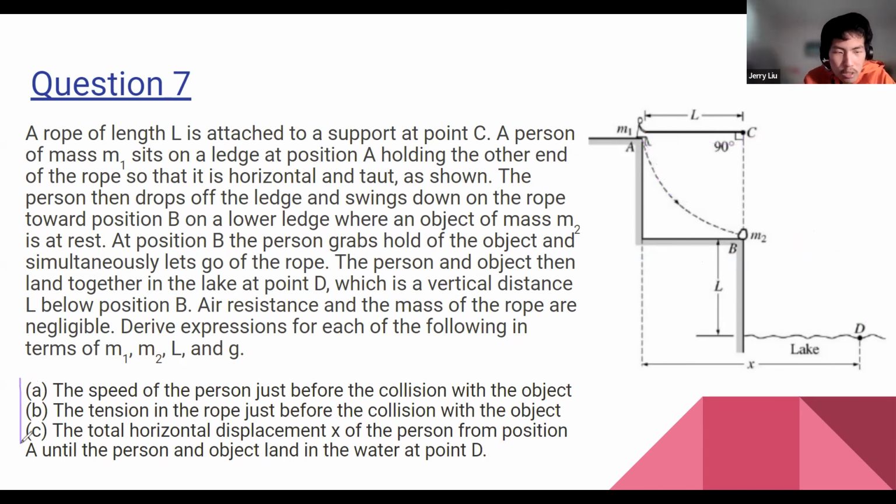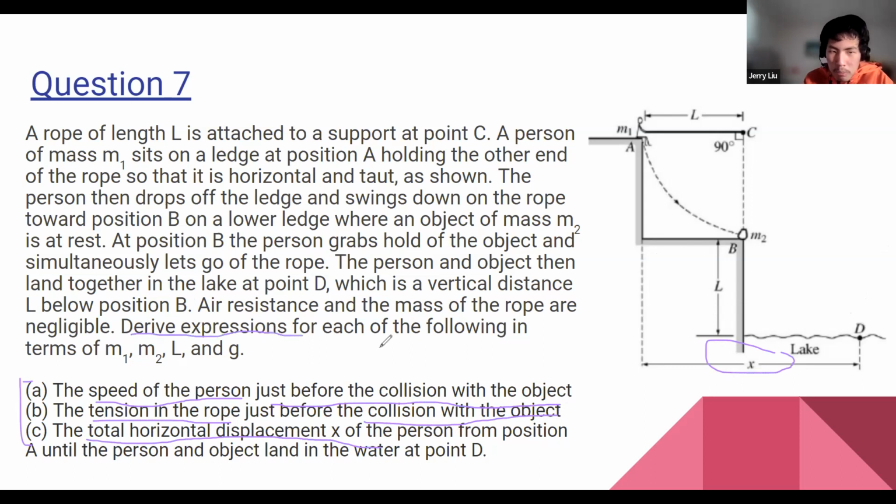So here, these three parts require you to derive an expression for each of these. So what is the velocity? Not just speed, I guess, but velocity. Speed is the magnitude of velocity. Just before colliding with this object, what is the tension in the rope just before the object collides? And what is the total horizontal displacement x of the person? Basically, what is this length here? From A to D, what's the horizontal distance?